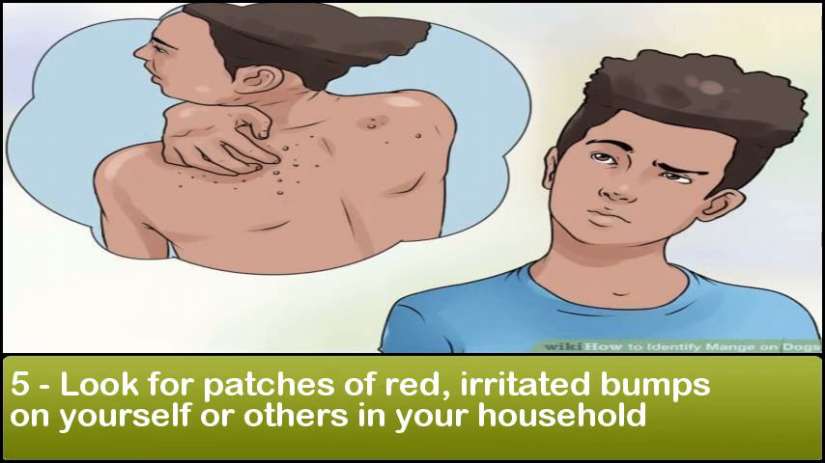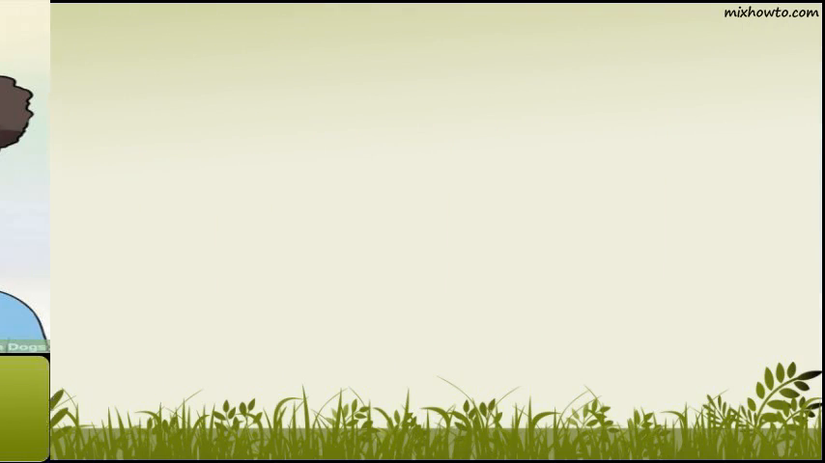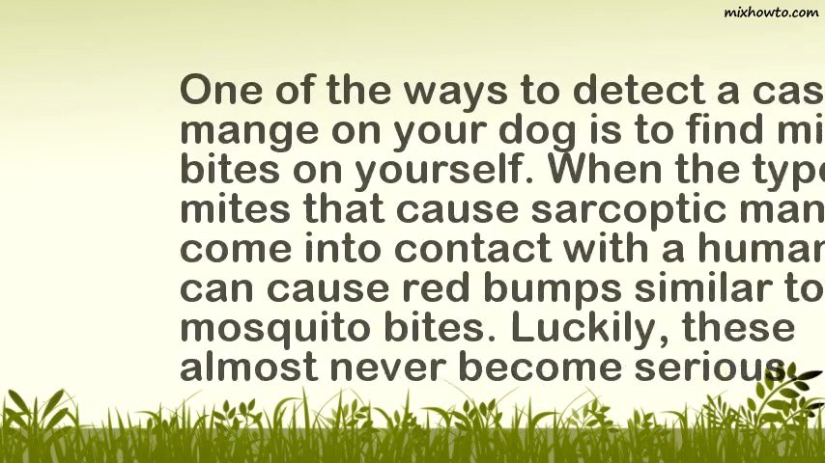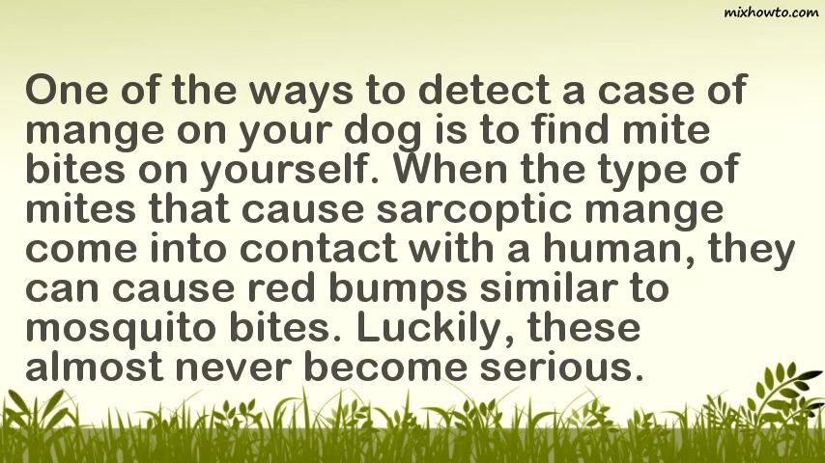5. Look for patches of red, irritated bumps on yourself or others in your household. One of the ways to detect a case of mange on your dog is to find mite bites on yourself. When the type of mites that cause sarcoptic mange come into contact with a human, they can cause red bumps similar to mosquito bites. Luckily, these almost never become serious.